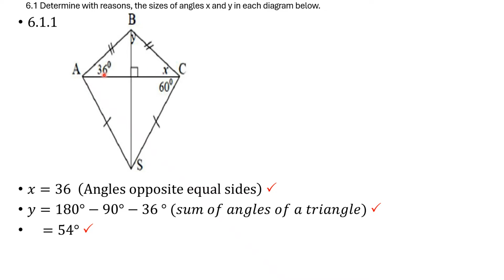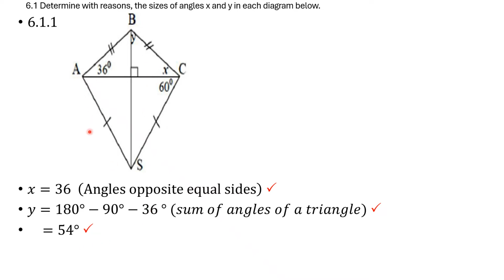So x equals 36. To get y, I assume you can see that from B to C forms a right angle triangle. Do you see that there? So there I have 90. I know x is 36. To get y, I use angles in a triangle. So y would equal 180 minus 90 minus 36 degrees. My reason, very important: sum of the angles of a triangle. You can say sum of angles in a triangle equals 180. So 180 minus 90 gives me 90, and 90 minus 36 gives me 54.